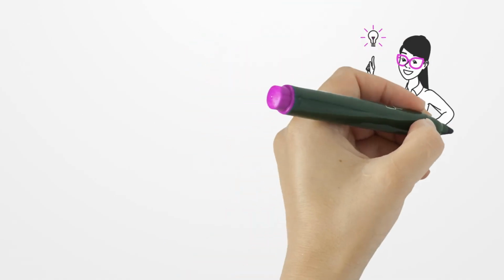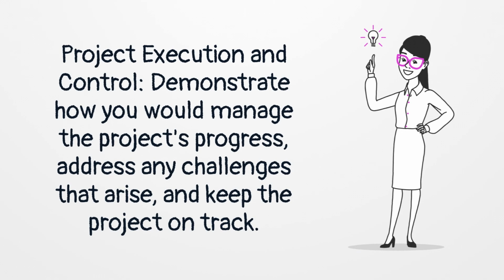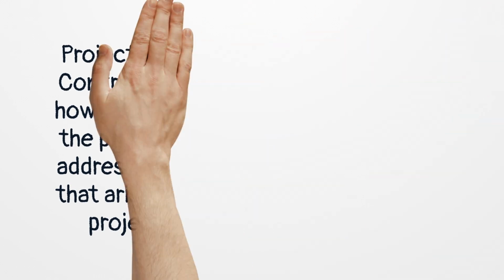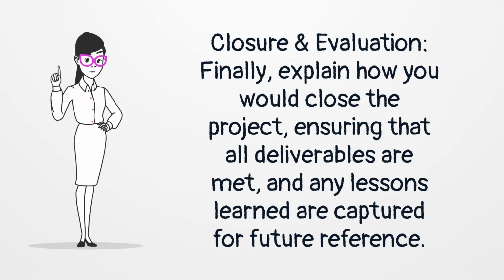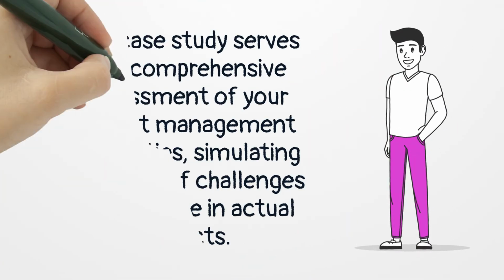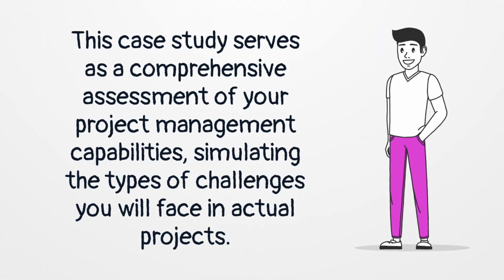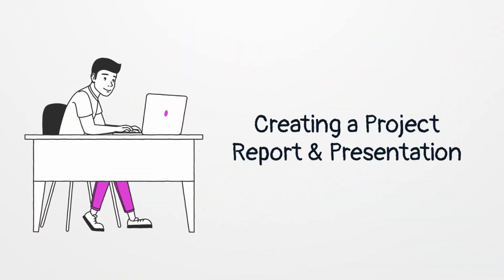Communication plan. Develop a communication strategy that ensures all stakeholders are kept informed and that information flows seamlessly throughout the project. Project execution and control. Demonstrate how you would manage the project's progress, address any challenges that arise, and keep the project on track. Closure and evaluation. Finally, explain how you would close the project, ensuring that all deliverables are met, and any lessons learned are captured for future reference. This case study serves as a comprehensive assessment of your project management capabilities, simulating the types of challenges you will face in actual projects.